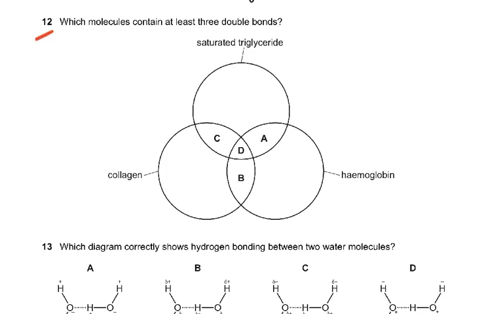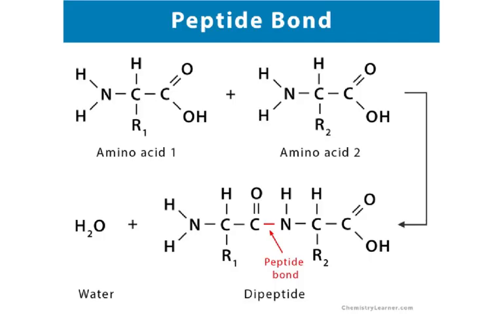Question number 12, challenging question. Which molecules contain at least 3 double bonds? Well, I know the saturated triglyceride will contain it, but why would collagen and hemoglobin also contain? Let's have a look at a diagram and see if you can figure it out. If you look at this structure, there are only two amino acids, and when they join together, in a dipeptide molecule, there is this double bond, there is this double bond, and then there is this double bond.